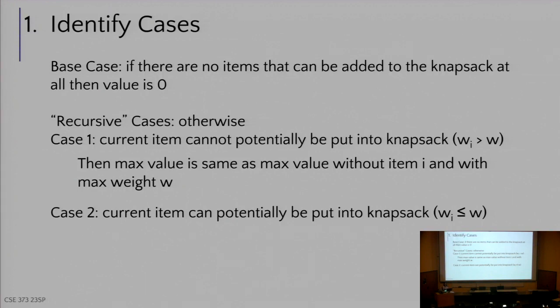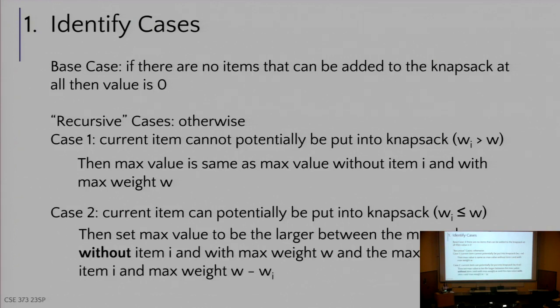Okay. And then the second case is that this item has a weight lower than the max weight of the knapsack. Thus, we need to combine it with a couple other ones and find the max value using this item in the knapsack. In that case, the max value is just whichever is larger between the max value without the new item and the max value with the new item. Any questions so far?